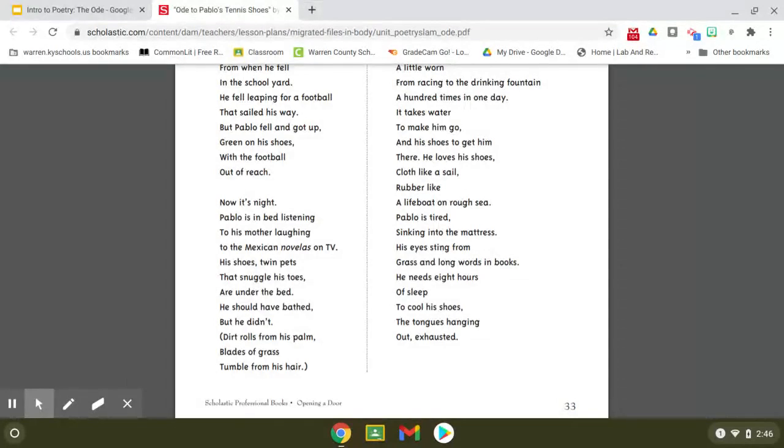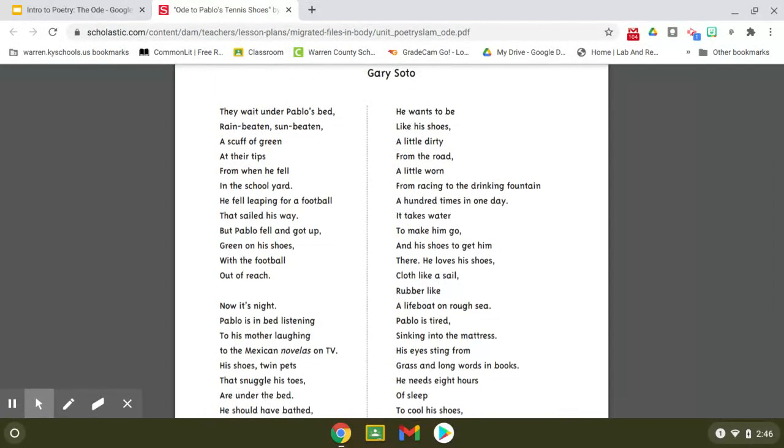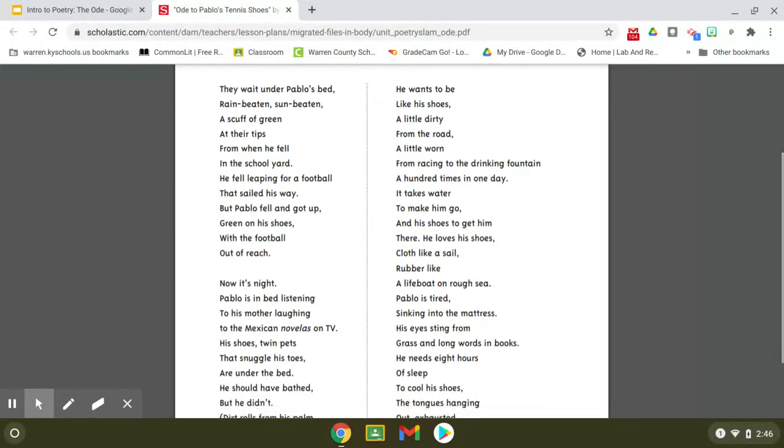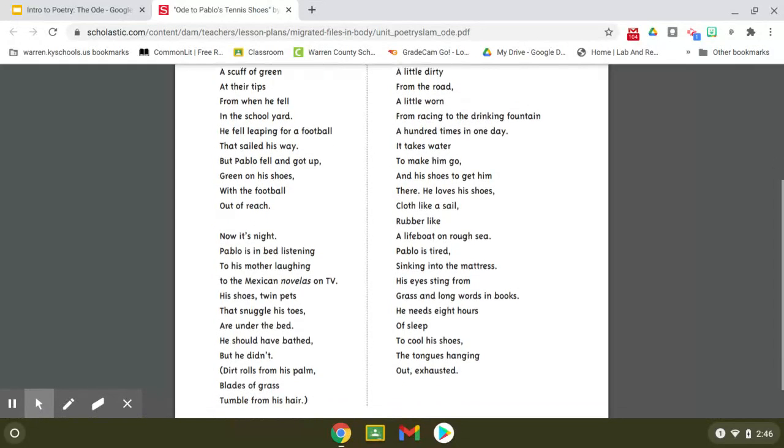Dirt rolls from his palm, blades of grass tumble from his hair. He wants to be like his shoes, a little dirty from the road, a little worn from racing to the drinking fountain 100 times in one day. It takes water to make him go, and his shoes get him there. He loves his shoes, cloth like a sail, rubber like a lifeboat on a rough sea. Pablo is tired, sinking into the mattress, his eyes sting from grass and long words in books. He needs 8 hours of sleep to cool his shoes, the tongues hanging out, exhausted.